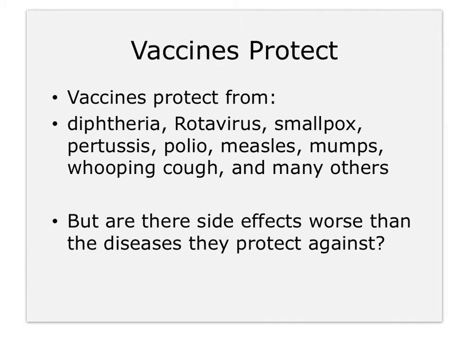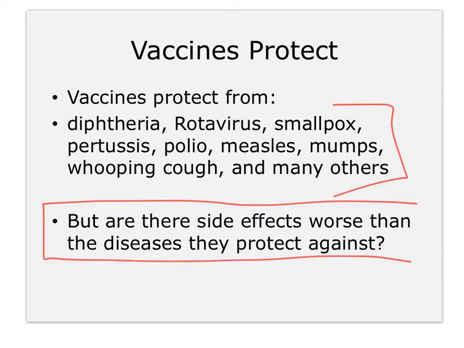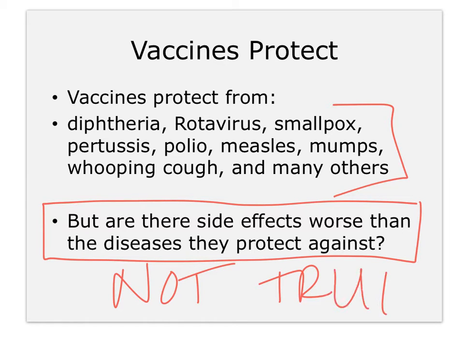So what do vaccines do? They protect us from all kinds of these infectious diseases. People are scared of them. Why? Because they've heard terrible side effects, which are not true. So we're going to talk about evaluating evidence out there. Pseudoscience, real science, what do we believe? How do you find out the truth?